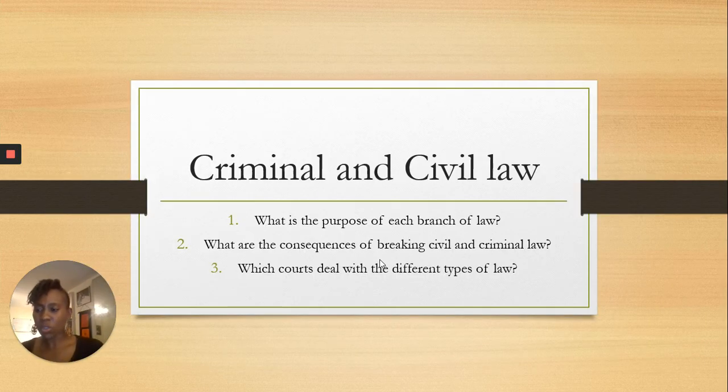Now, our next focus is to look at the differences between what we call criminal and civil law, because there is this extra division in English law, and you need to be familiar with them, and you also need to be familiar with the different courts that deal with these different areas of law. So the three questions that I'm going to be looking at in this part of the lesson are: what is the purpose of each branch of law? And when I say each branch of law, I'm talking about criminal and civil. Like, what's the purpose of the criminal branch and what's the purpose of the civil branch? Then I'm asking, what are the consequences of breaching civil and criminal law? Are the consequences the same or are they different? And then I'm asking, which courts deal with the different types of law? So which courts deal with criminal and which courts deal with civil law?